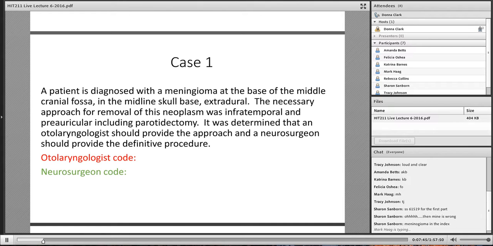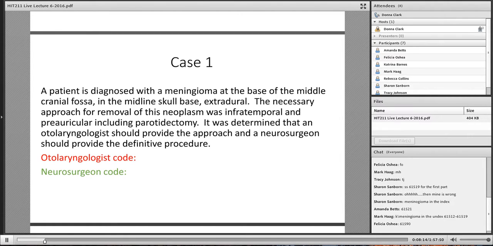Your code for your approach procedure will be differentiated by your anatomical area that's being accessed. So that's what we mean by approach. How you get in there? So for example, anterior craniofossa, middle craniofossa, posterior craniofossa, the brainstem, or the upper spinal cord. These are different approaches. What anatomical area is being accessed for the approach.